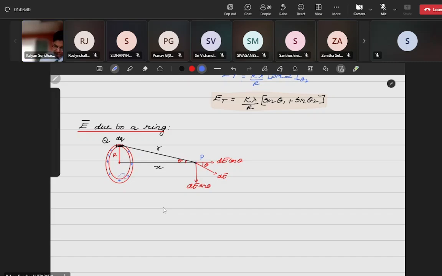Next, இங்க ஒரு dq எடுத்துக்கிறேன். ரைட்டா? இந்த dq-க்கு electric field எப்படி இருக்கும்?